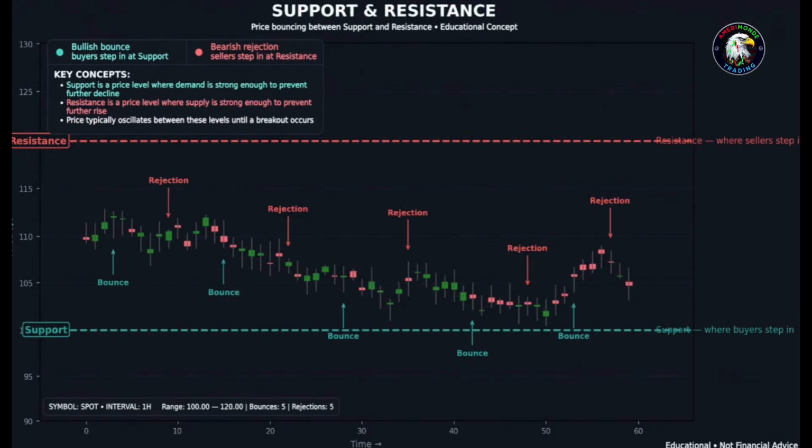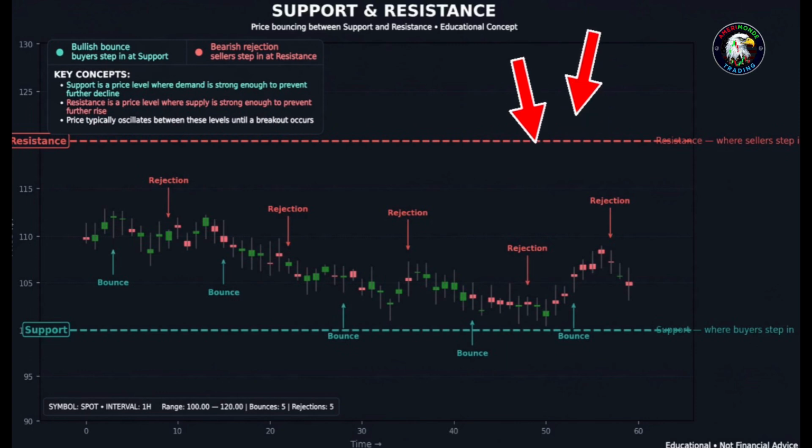If you don't understand support and resistance, you will never be profitable in trading. Look at this chart. The green line at the bottom is support. This is the floor. Every time price comes down to this floor, buyers step in and price bounces up. See these bounces? 1, 2, 3.